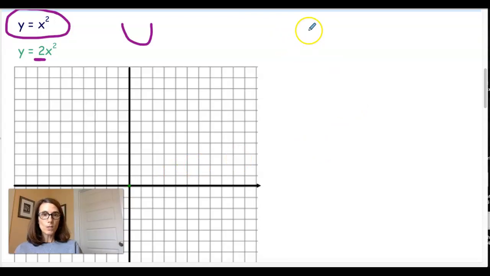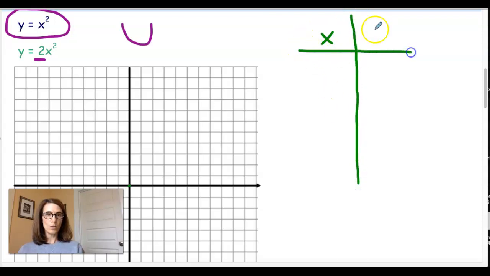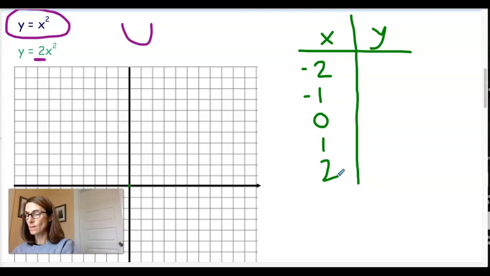If you remember doing this in previous chapters, what we're going to do is make a table of values, and then we're just going to plot those points. So x and y values. We're going to go with -2, -1, 0, 1, 2, and see what we get for y values. Then we're going to plot those points. All we're going to do is plug these x values into this function over here.